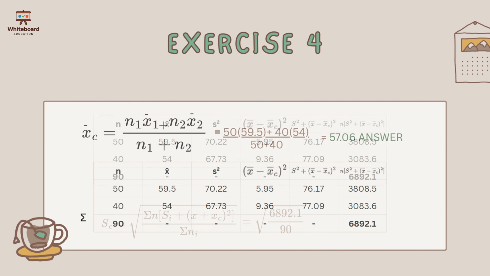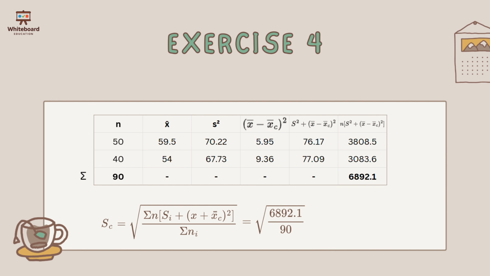And here is the formula of combined standard deviation. So be quick and put the values in here, i.e., square root of 6892.1 over 90. Thus, the answer is 8.75.